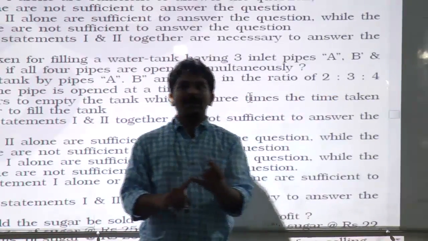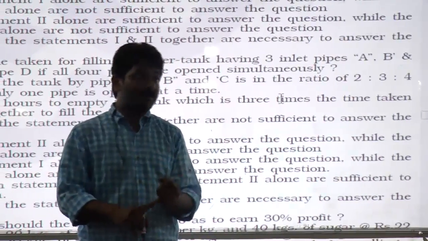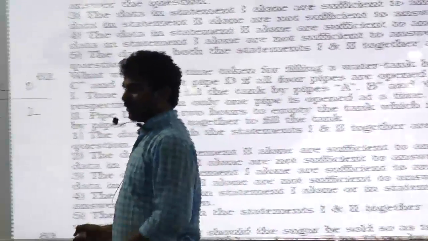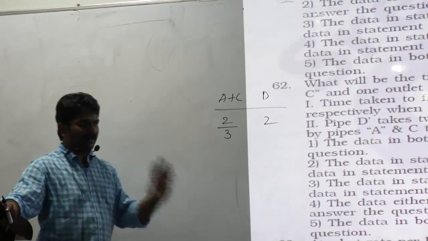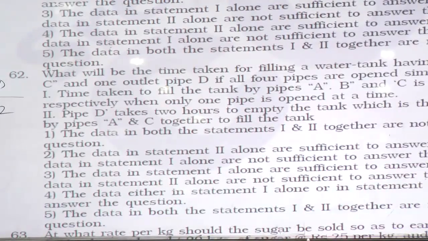So now you can understand and you can get the time taken by A, B, C inlet pipes to fill the tank, and D is also given. Will you get the answer or not? Now both 1 and 2 are required. You don't need to calculate, you just confirm whether you can get it or not, that's it. Okay, next.